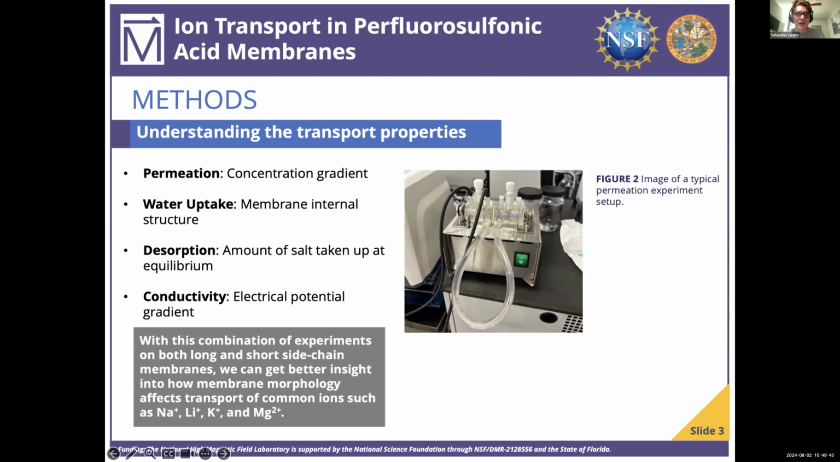And then desorption just tells us the equilibrium amount of salt that these membranes take up when immersed in the respective solution. With this combination of experiments and the parameters we derive from them, we can model and get a better insight into how these membranes perform under different conditions with a variety of salts. And these are the salts that I'll be focusing on in my project.